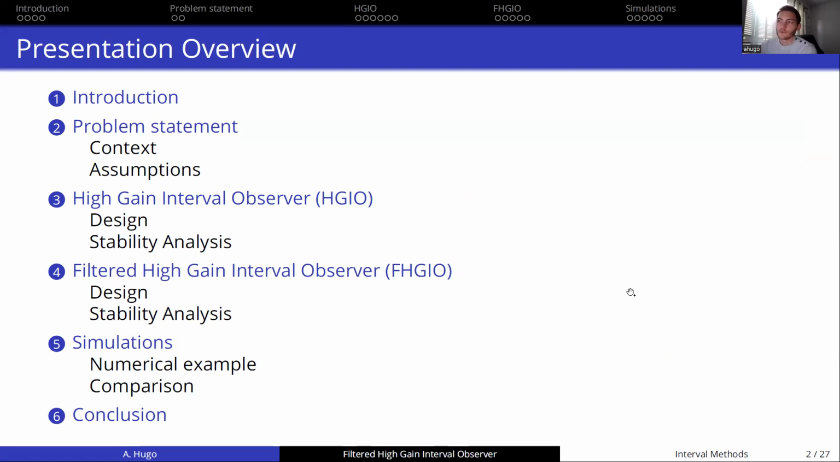To give you the outline of the presentation, I will start by introducing the topic and the key concept behind the work. I will move on next to the problem statement, and we will arrive at the two main parts of this work: first, the design of the high-gain interval observer, and second, its filtered version, which is there to reduce the noise impact, as we will see. I will finish the presentation by giving you some simulation results.